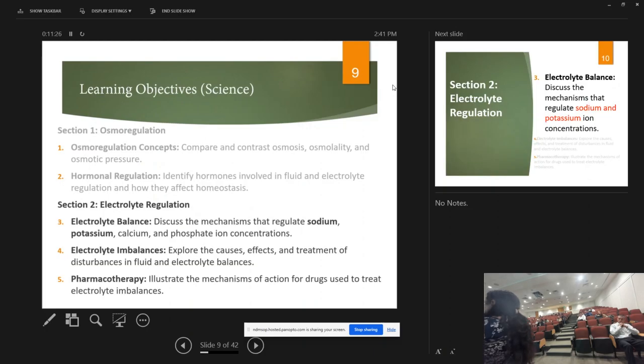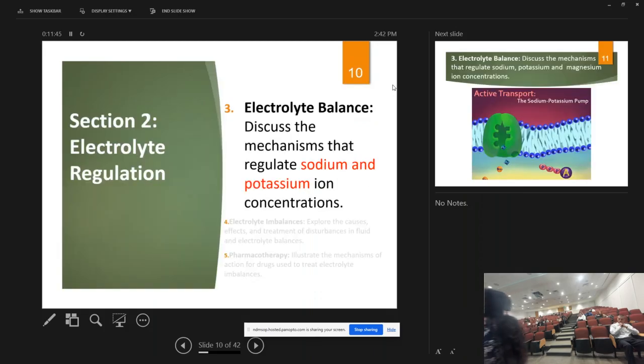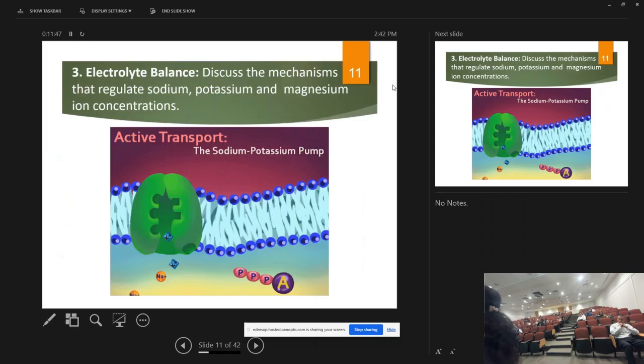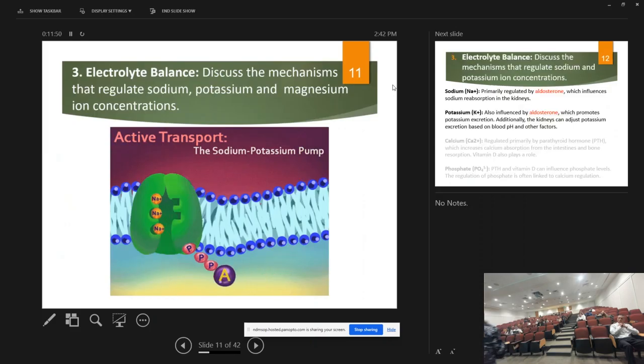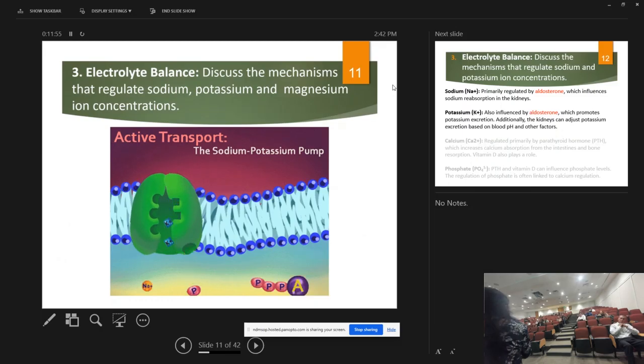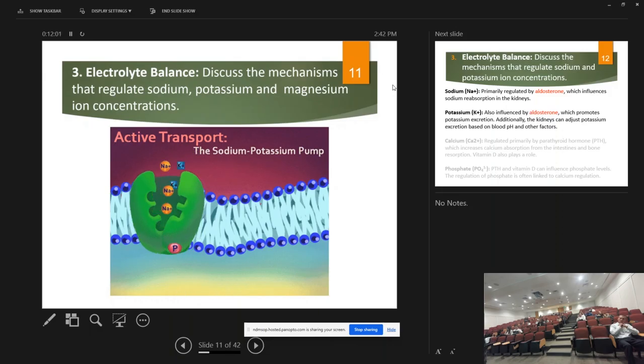So moving on to section 2, now let's focus on how these electrolyte balances are being regulated and what factors affect them, and how there are imbalances and the therapy part. So first we'll look at sodium and potassium. We all know this pump, right? The sodium potassium pump. It's an energy driven pump, so it requires ATP. So how many sodium can you see that is leaving the cell through this pump?